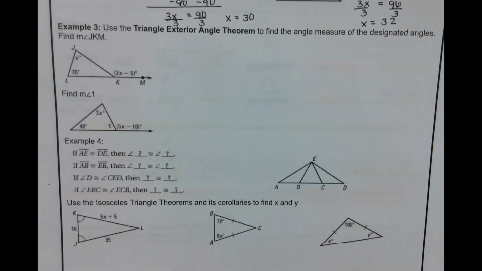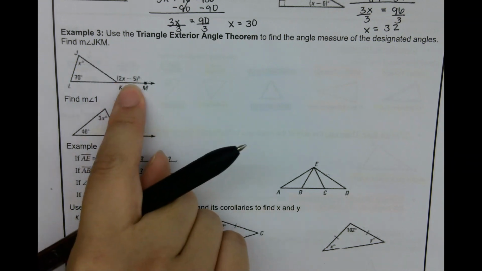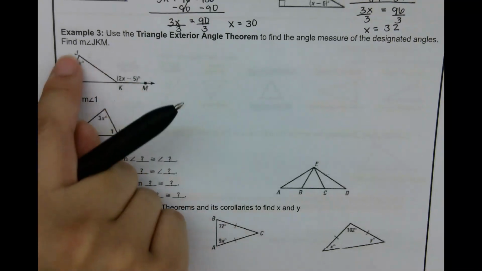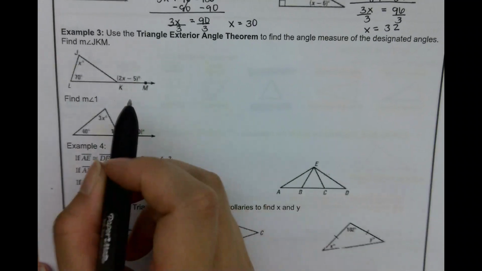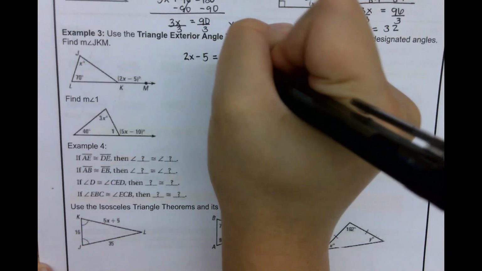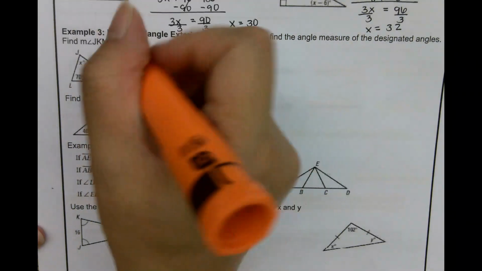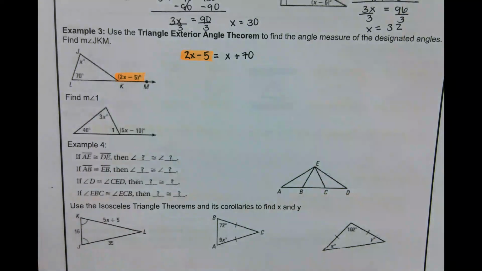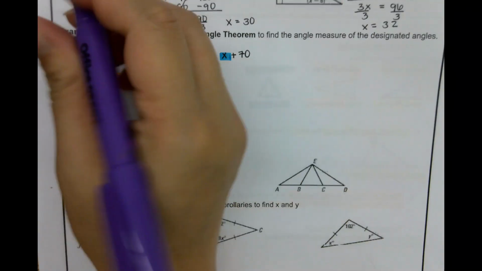Here we have our triangle exterior angle theorem. What the triangle exterior angle theorem tells us is that our exterior angle equals the other two interior angles added together. So what that means here is this 2x minus 5 equals x plus 70. The one on the outside equals the two on the inside added together.